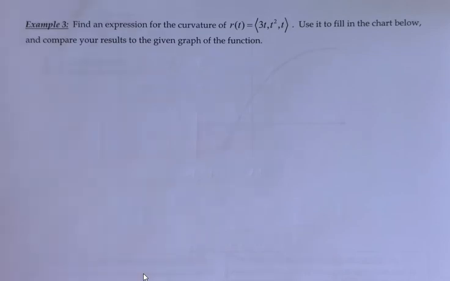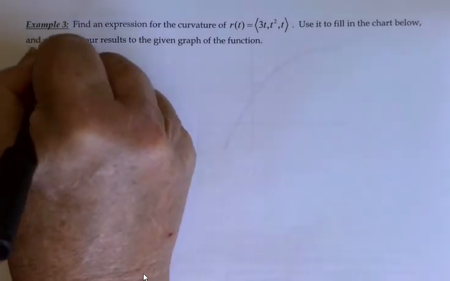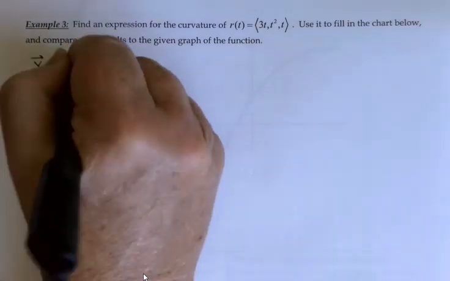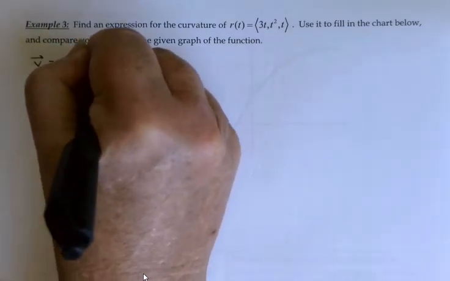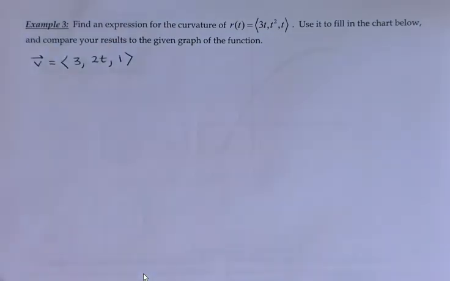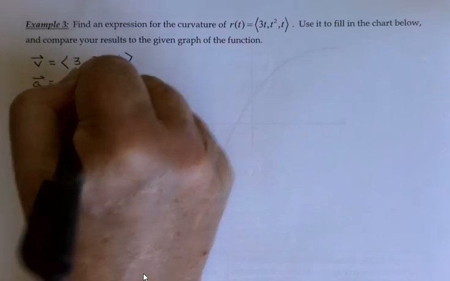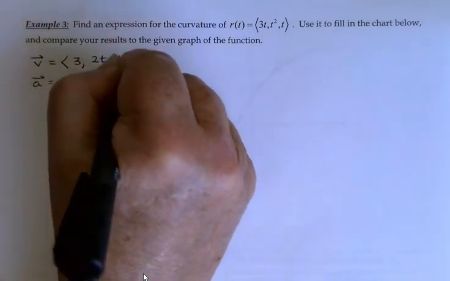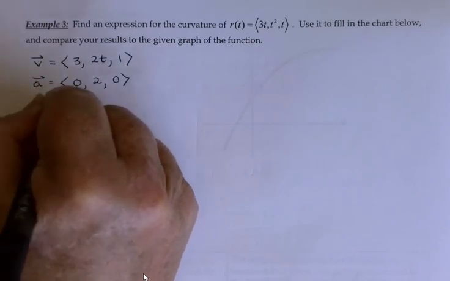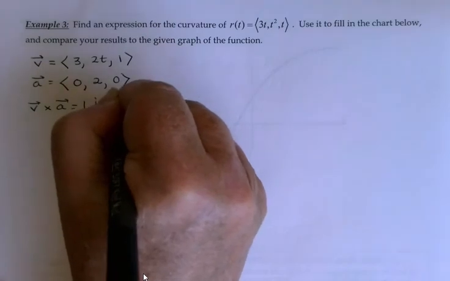So, once again, I have a nice convenient curvature formula in terms of velocity and acceleration. So my velocity vector, the first derivative, would be 3, 2t, 1. And my acceleration vector, second derivative, 0, 2, 0. The curvature formula requires the cross product. This one's already three-dimensional.